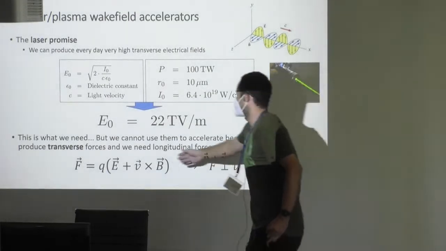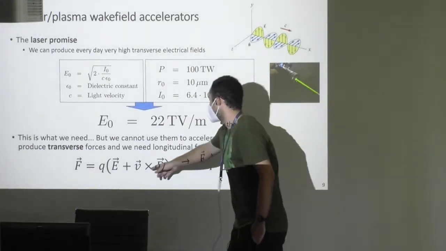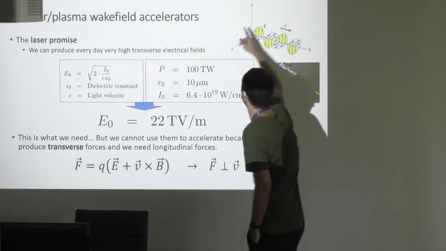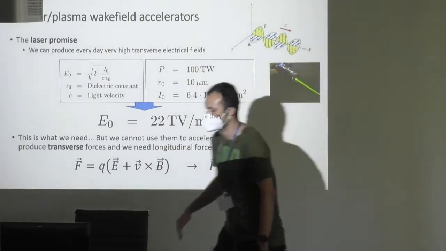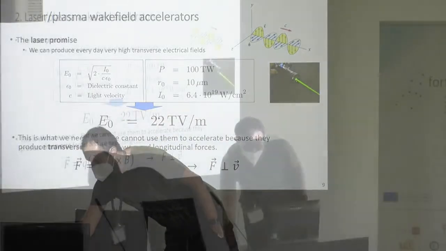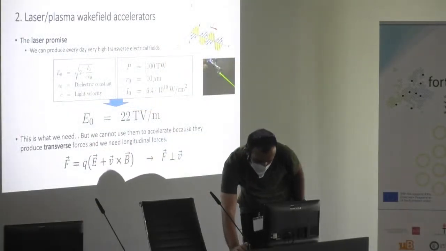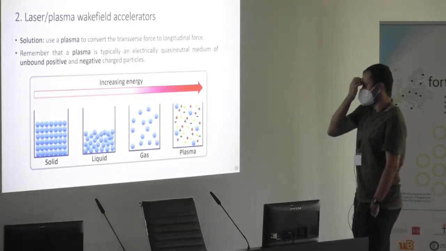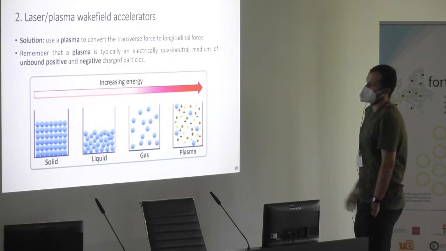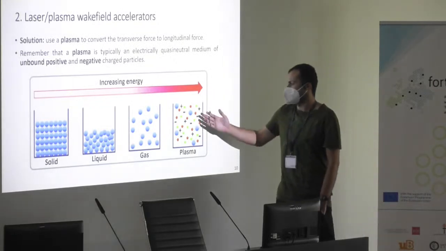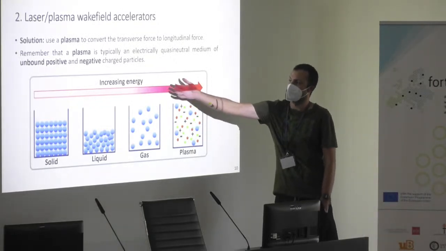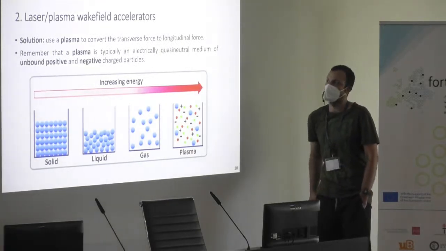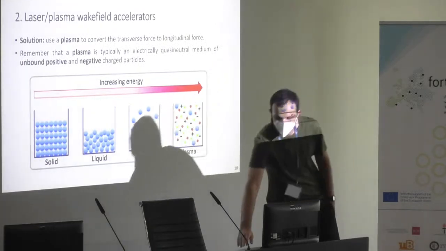It can be seen from the Lorentz force, where this term is always perpendicular to the velocity, and the electric field is perpendicular to the direction of motion. So the force that the particles experience is perpendicular to the velocity. Well, the solution is using a plasma. The plasma is basically the fourth state of matter, obtained when we increase the energy, and is typically an electrically quasi-neutral medium of unbound positive and negative charged particles.